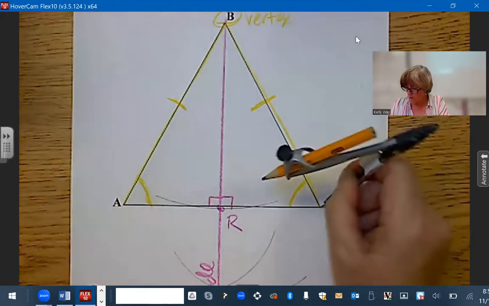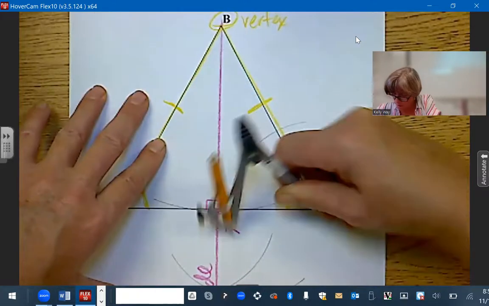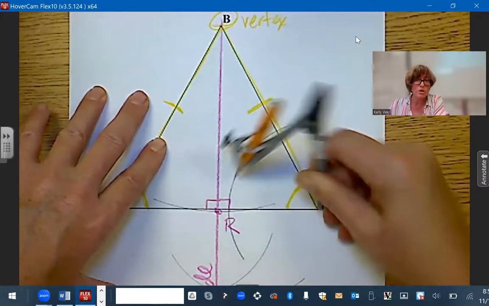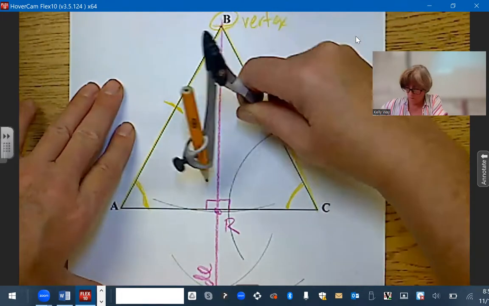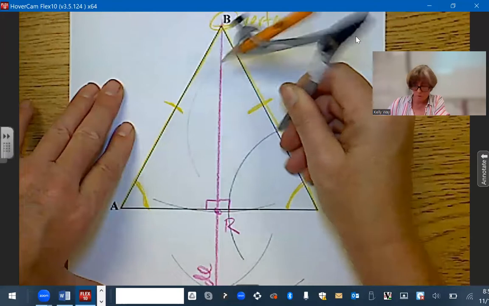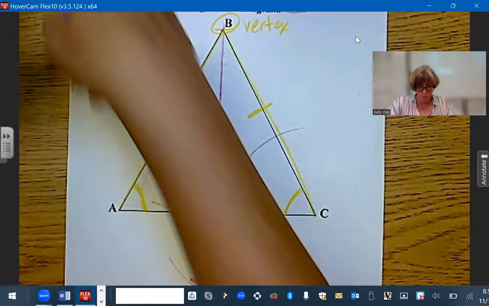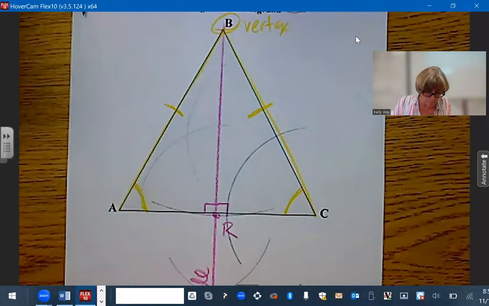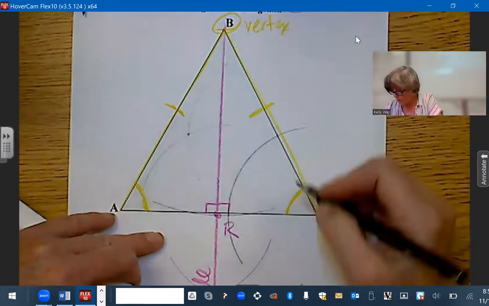So I put a pivot on C. Doesn't matter how far it opens, and we're going to do a sweep. There's our smiley. We go to one dimple, sweep, other dimple, sweep. You have a point of intersection here. Right there is your point of intersection.